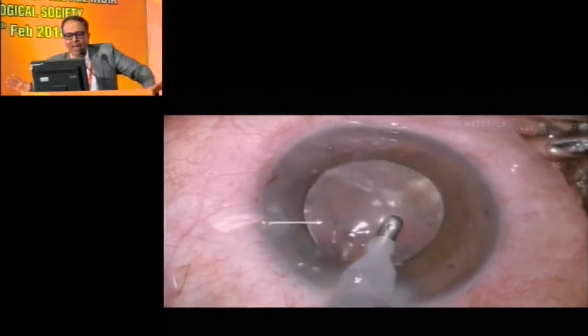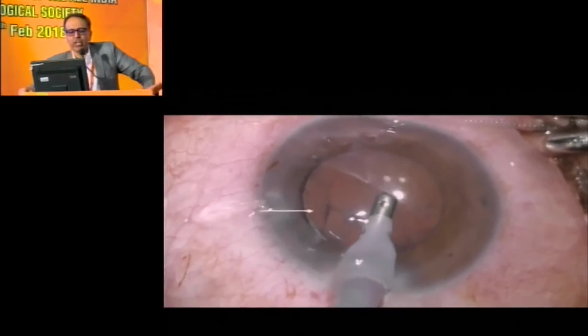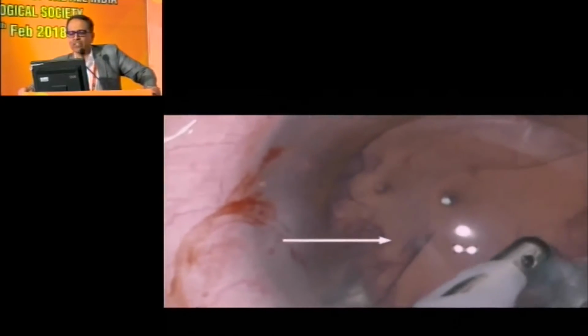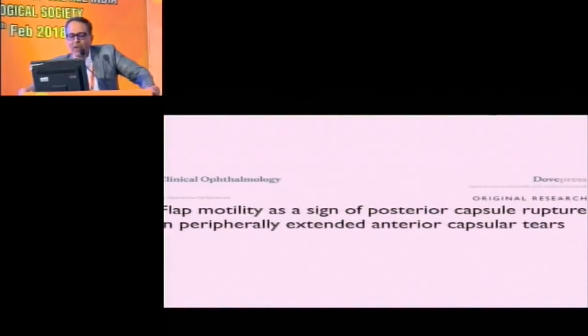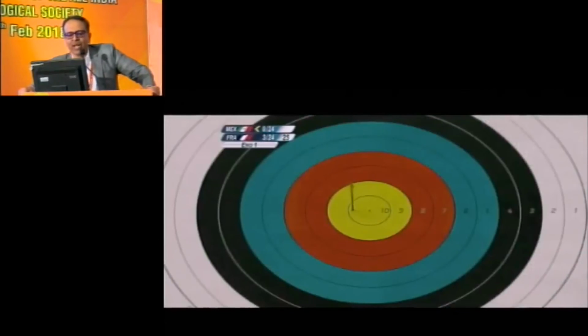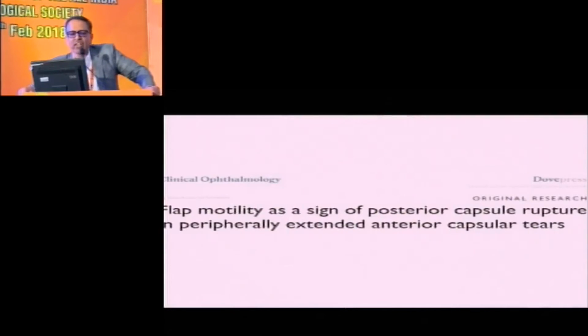So this flap motility sign is for each one of us, be it a novice surgeon, an intermediate level surgeon, or all of those who are trying to teach phaco. Well, clinical ophthalmology has approved that. It's hitting the bullseye. There is no dilemma. The flap motility sign is there to end the dilemma of the extension of the anterior capsular tear, to know whether the PCR is there or not.